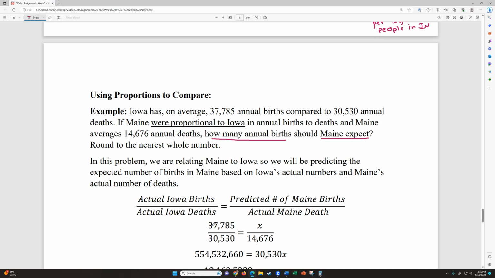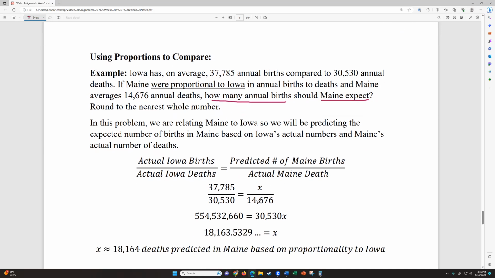So Iowa births was 37,785. Iowa deaths for the year was 30,530. We're predicting the number of Maine births based on this proportionality relationship. And we knew that the deaths was 14,676. So I cross-multiplied, got this really large number for 37,785 times 14,676. We got 30,530x on the other side, and I divided both sides by 30,530 to get the x by itself.